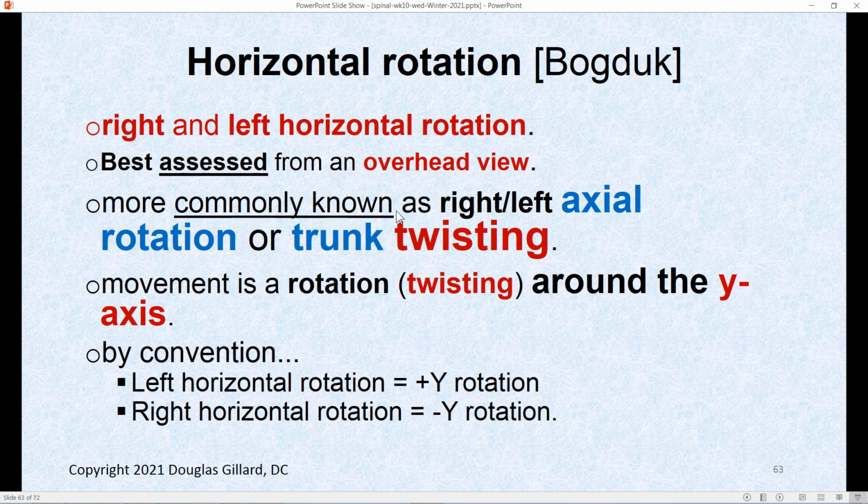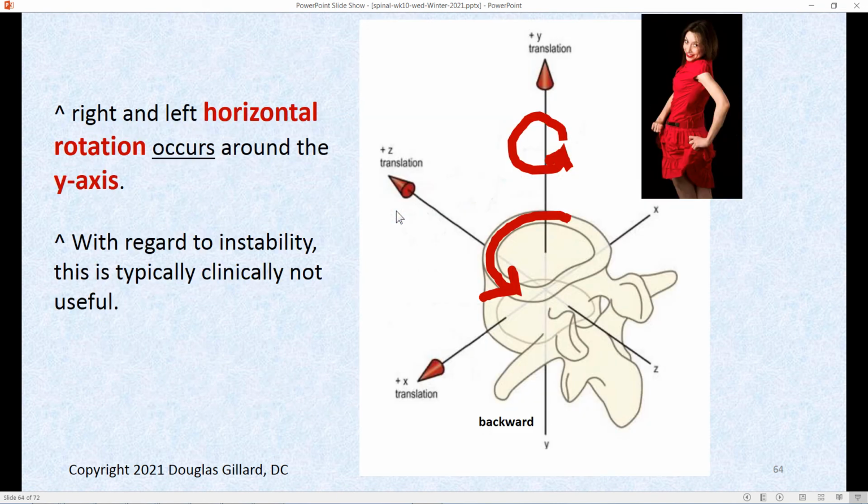Horizontal rotation, so that's just twisting to the right and twisting to the left. So there's right and left horizontal rotation, and twisting of the trunk or twisting of the head. And that motion is not coupled with anything. That's a good question. Left horizontal rotation is positive rotation. Right horizontal rotation is called negative horizontal rotation if you're a hardcore biomechanist.